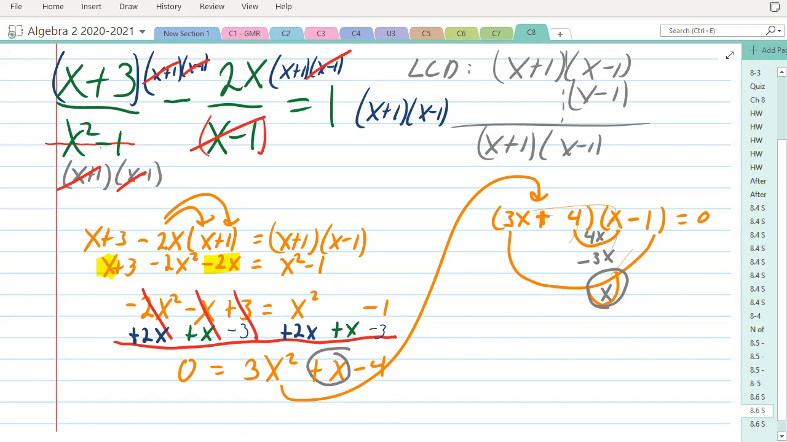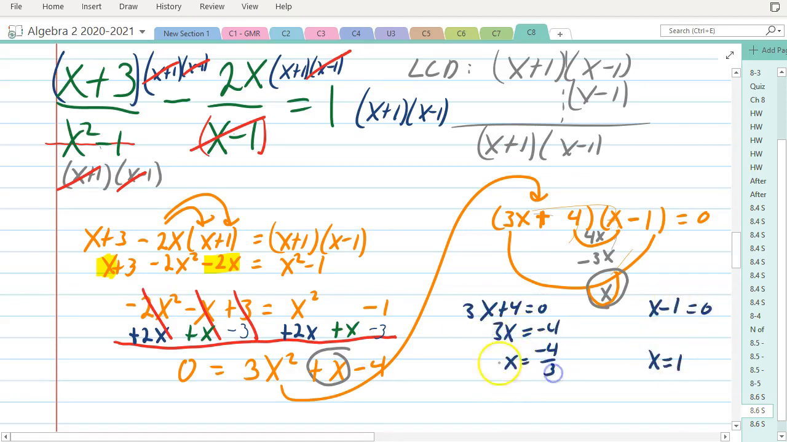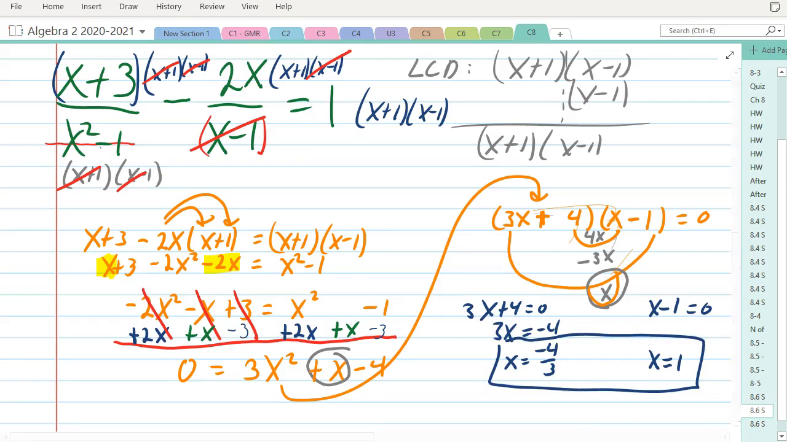Now I can take each of these factors and set them equal to 0. And I have two answers. x is equal to negative 4/3 and x is equal to 1. Now we're not done yet because I need to check for excluded values. So we take the bottoms, and remember the first one I factored into x plus 1 and x minus 1. So I'm going to use those factors when checking for the excluded values.